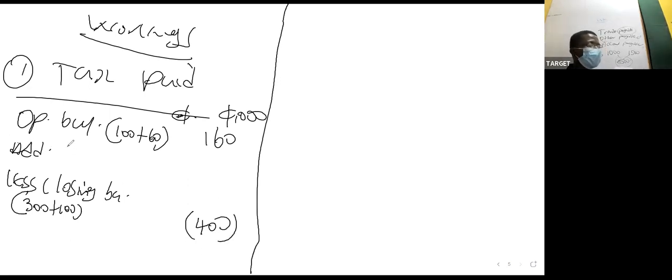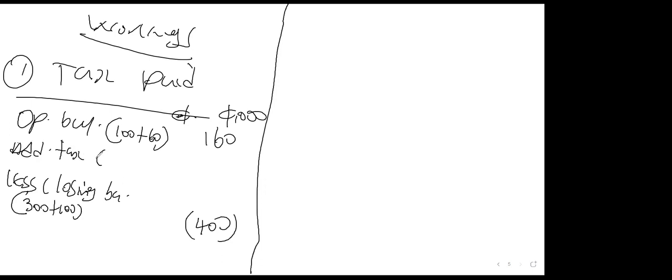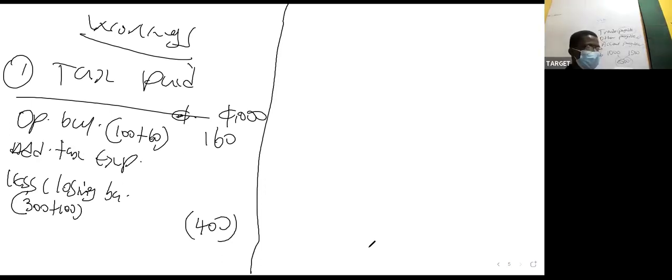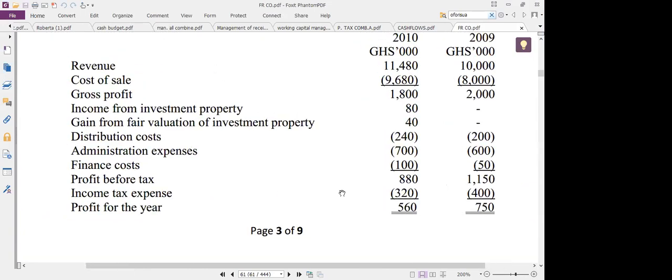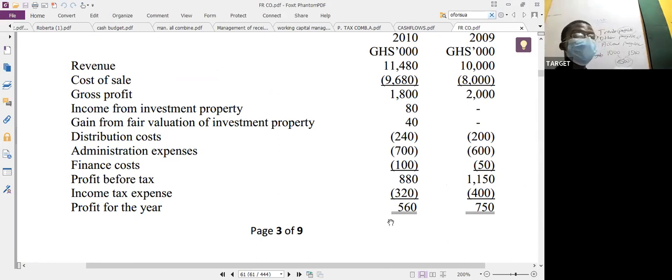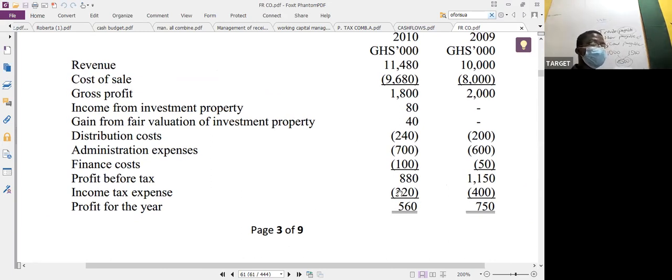Now, the middle one, add the tax expense. So pick the tax expense from the P&L. Go to the P&L and pick the income tax expense for the current year. Agreed? For the current year, what's the tax expense? 320, right? Tax expense is 320. So go and add.